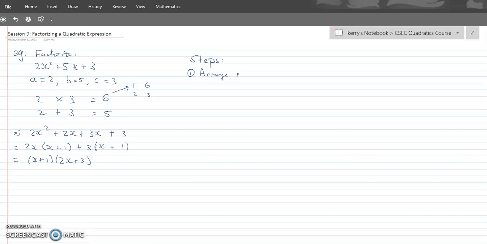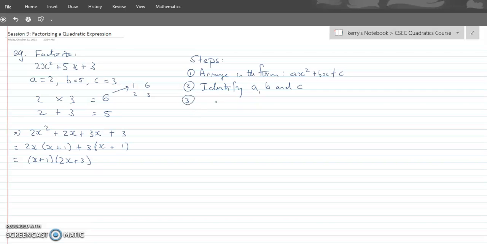So the first step, as I said, is arrange in the form ax squared plus bx plus c, because sometimes it comes out of order, right? The second one now is to identify a, b, and c. Those are the coefficients, the number that the squared term is multiplied by, the number that the variable whose power is 1 is multiplied by, and the term independent of x is c.